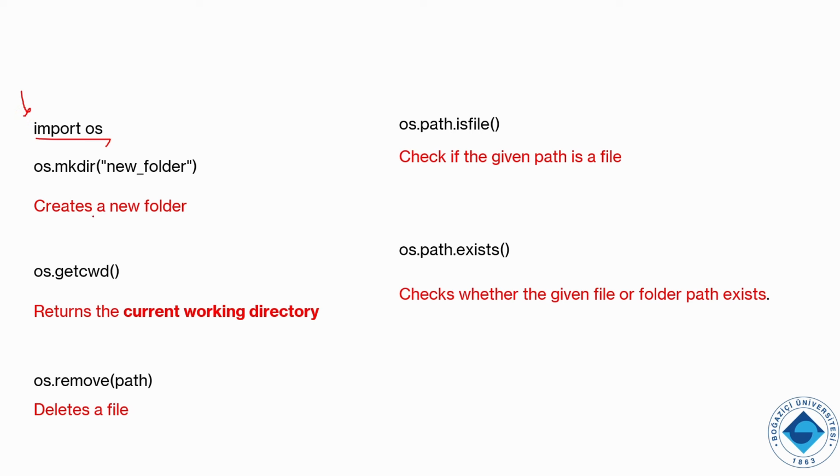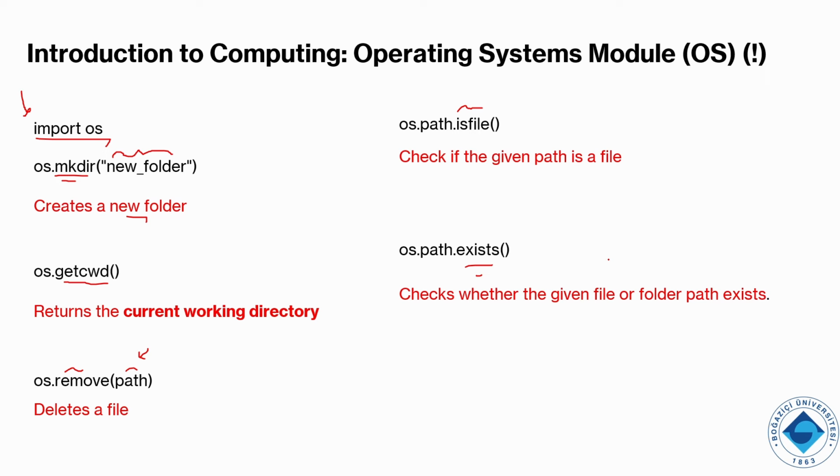It is import os, and the mkdir function creates a new folder, and you can change the folder name by typing here. I will show you how it works. And getcwd returns the current working directory. Remove with a path, if you write your file path address here, it's going to remove it. And isfile is for checking if the given path is a file. Again, exists checks whether the given file or folder path exists.